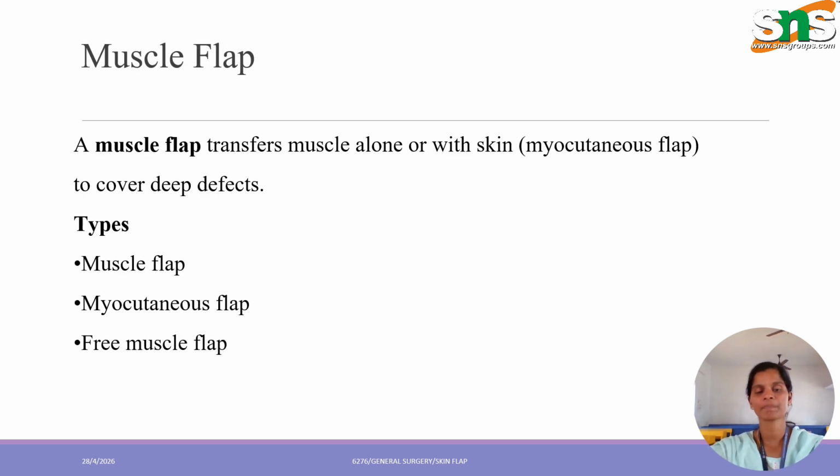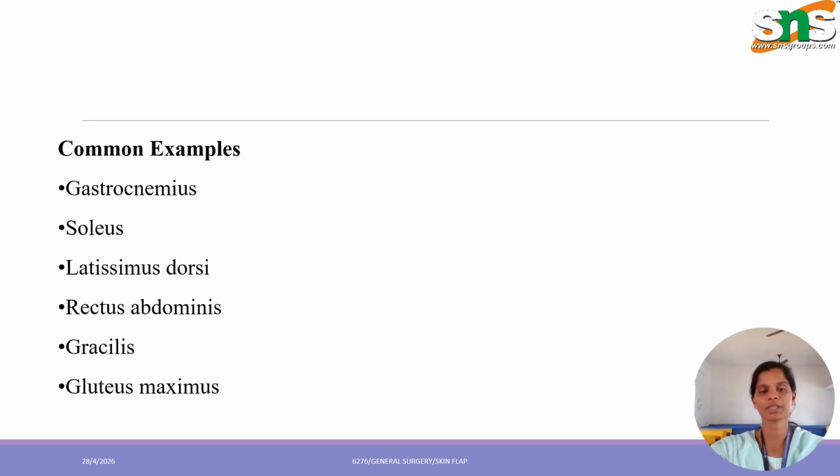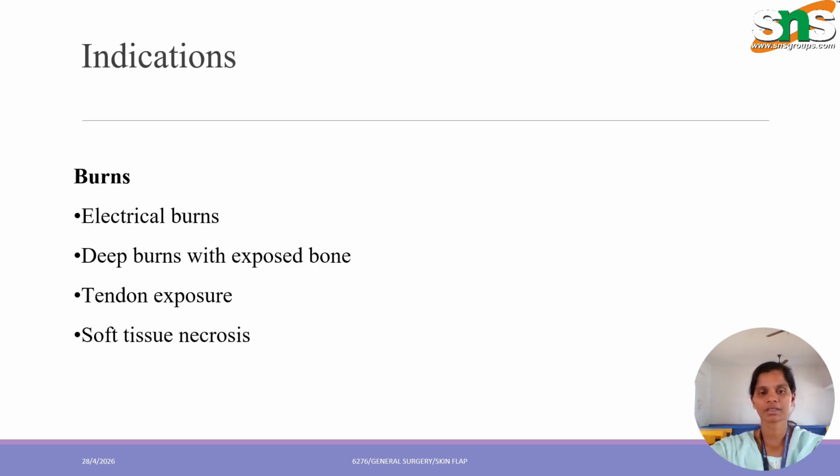Next is muscle flap, that is muscle is transferred alone or only with skin to cover deep defects. The types include muscle flap, myocutaneous flap and pre-muscle flap. Common examples of muscles which can be flapped are gastrocnemius, soleus, latissimus dorsi, rectus abdominis, gracilis, gluteus maximus.